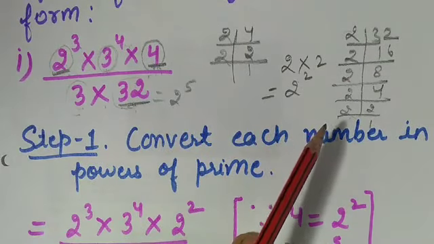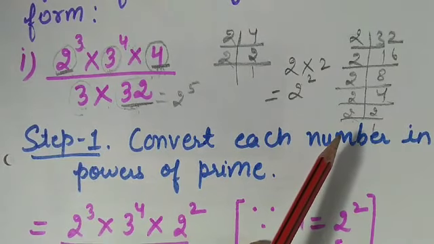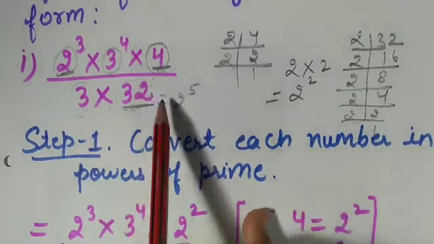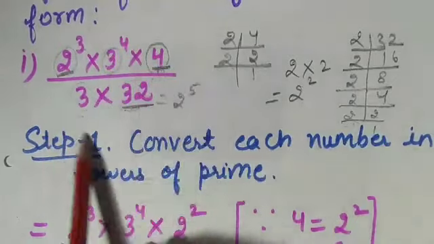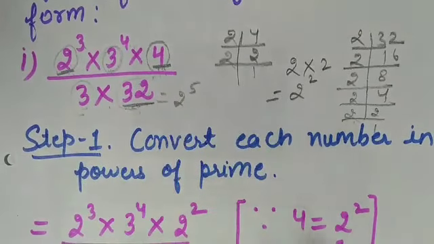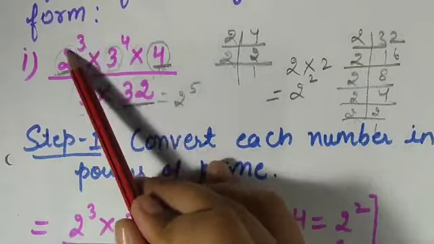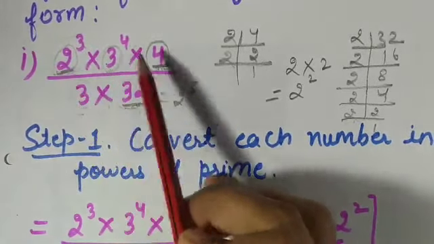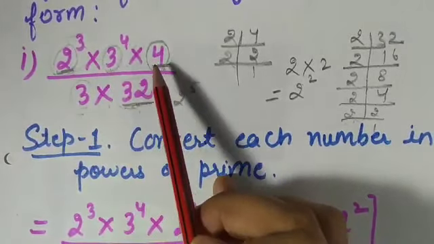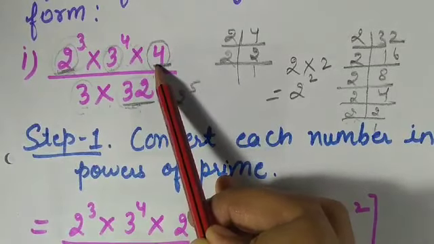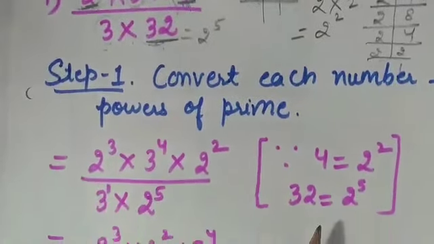This is the first step you have to do, that always every question whenever you have to simplify the big expression, you have to simplify the expression like this. You have to express each number in the powers of prime. Here I am observing these are already prime in the powers of prime. I can't do anything with them. So this is not a prime. So I have to express this in powers of prime. So I did the same.